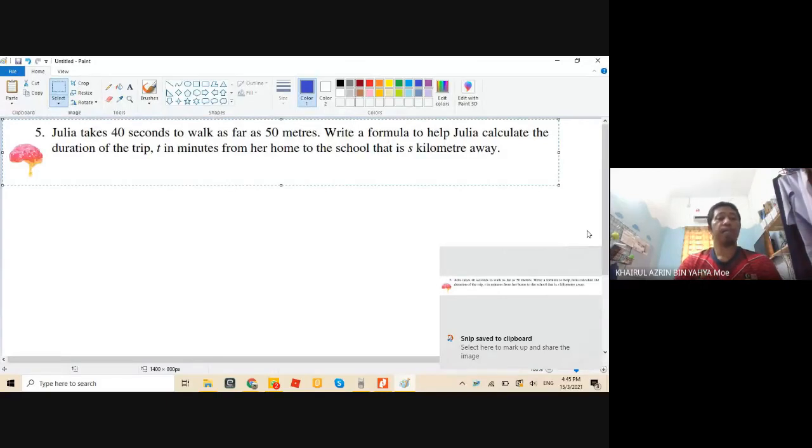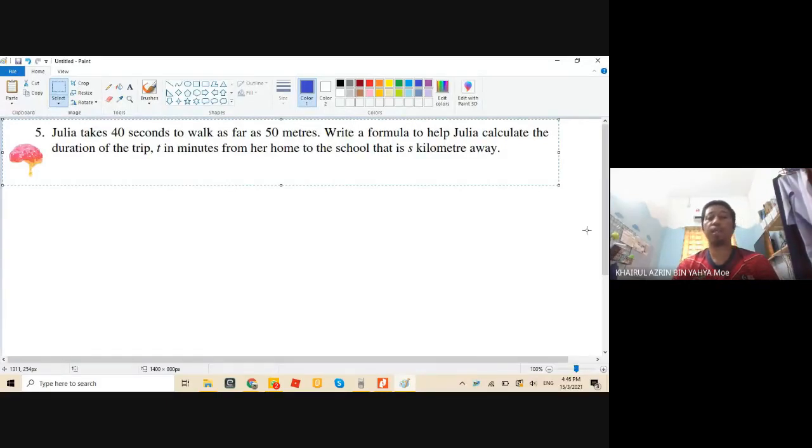Okay, number 5. Julia takes 40 seconds to walk as far as 50 meters. Write a formula to help Julia calculate the duration of the trip T in minutes from her home to the school that is S kilometer away. First of all, it says 40 seconds, but the question says T in minutes, meaning we need to change from seconds to minutes.